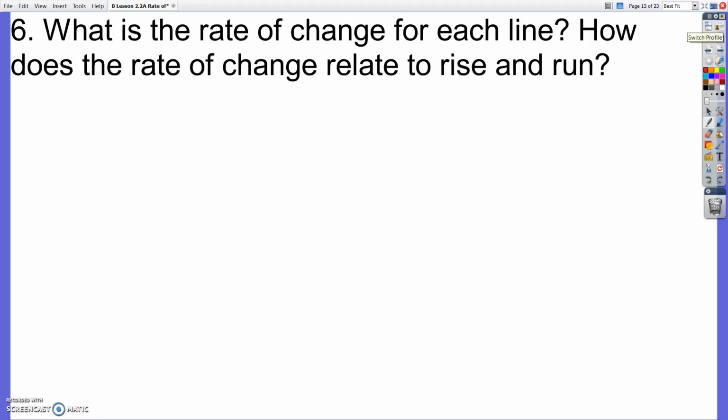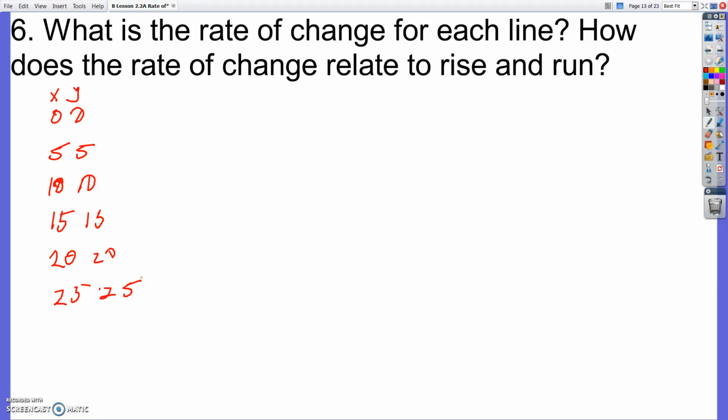It says, what is the rate of change for each line? How does the rate of change relate to the rise over run? Well, I wanted you to notice for table 1, we had 0, 0, 5, 5, 10, 10, 15, 15, so on and so forth. So here's your X, here's your Y, 20, 20, and 25, 25. This is for the first staircase where we had a rise over run of 5 over 5. And I want you to notice I am always changing by 5 on each and every one.